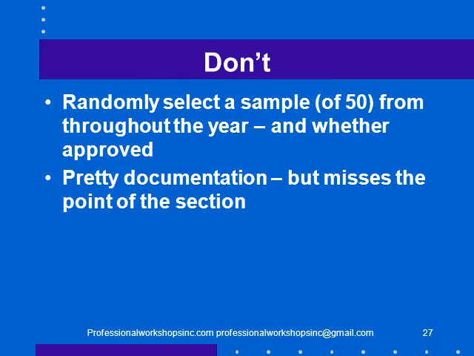And don't randomly select a sample of 50 items for a month from throughout the year and then test whether or not they've been approved. This is something that I've been told was initially suggested by inspectors and standard setters as a way of dealing with this. It obviously is an ineffective way of doing it. It produces pretty documentation. You can document that you did something, but it really misses the point of the section. So don't do that. You're going to confuse staff. You're going to confuse yourself.